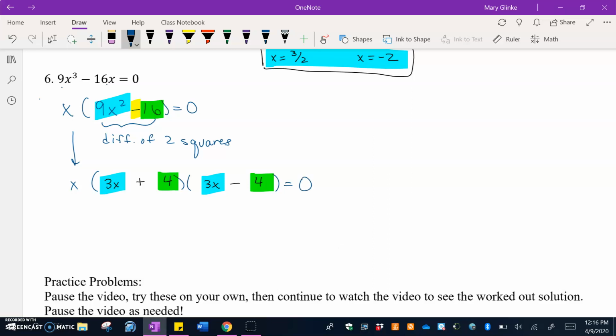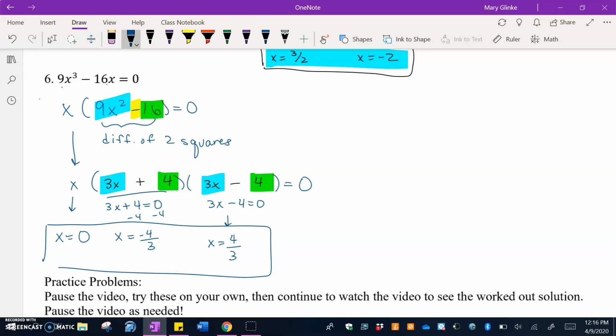Now this is still equal to 0. It is factored. We are going to go ahead and set each part equal to 0. This first part has an x, our GCF has an x, so that actually yields a solution. The next one, 3x plus 4 equals 0. We're going to subtract 4 and divide by 3, so x equals negative 4/3. And our last factor, we set it equal to 0. We solve that equation, and we get positive 4/3.